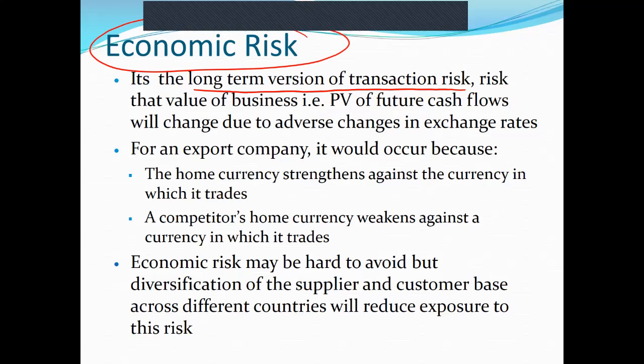So we had to avoid this, but diversification of suppliers as well as customers could be one of the ways we can attempt to reduce the exposure towards this risk.